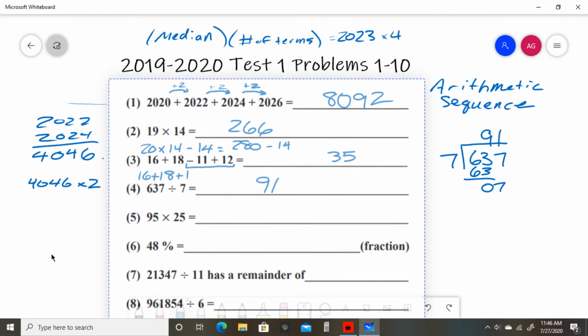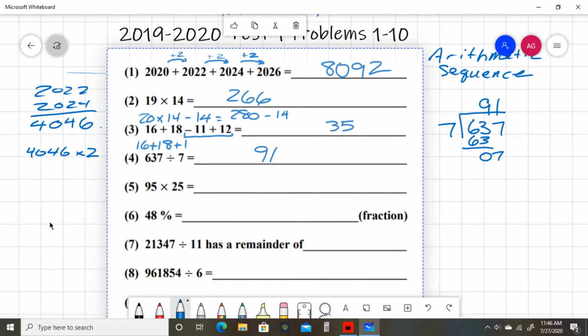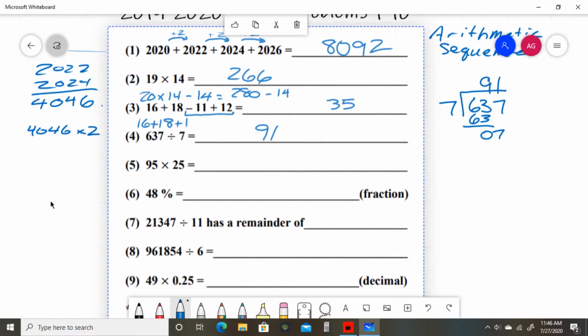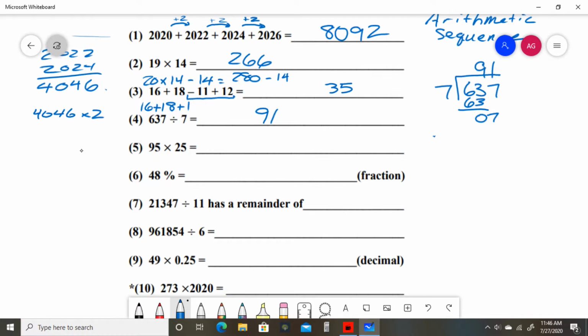Okay, for our next question, we have 95 times 25. So we can use the 25's trick, and the concept behind the 25's trick is this. I'm going to give an example. Say we had 16 times 25. Well, we can equate 25 to be the same thing as 100 divided by 4.